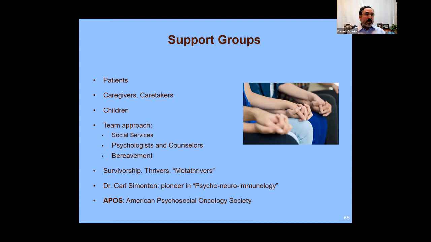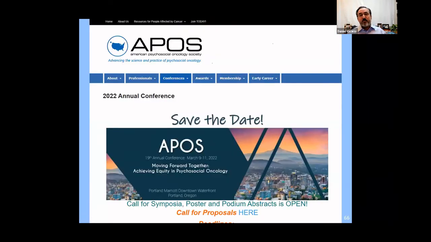The metastatic breast cancer patients created a group in LA they call Metathrivers. Incredible group of women. Dr. Simon, you may have heard of him, a psychoneuroimmunologist, has written a book, Getting Well Again. And then there is APOS, the American Psycho-Oncology Society, that has great meetings, great presentations, all about psychosocial oncology.